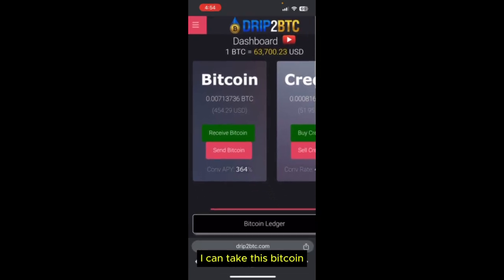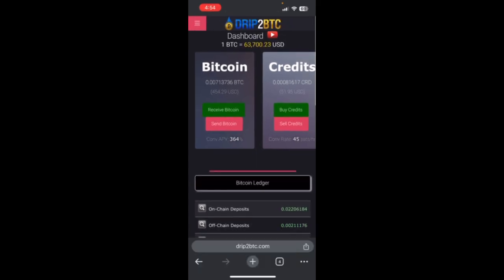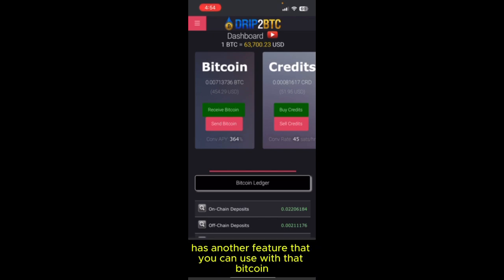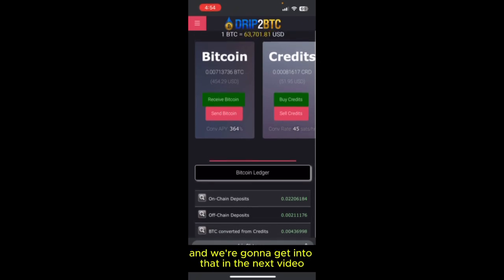So that means I can take this Bitcoin and send it right off the exchange. I can put it into cold storage if you're looking for something more secure. But the system has another feature that you can use with that Bitcoin, which is the marketplace, and we're going to get into that in the next video.